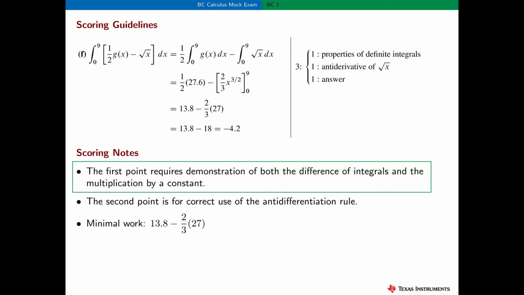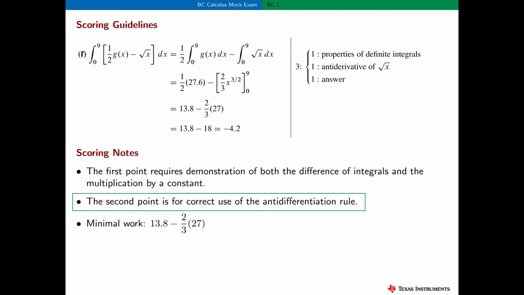To earn the first point, the student needs to convey the correct use of both properties of definite integrals. The second point is for use of the anti-differentiation rule. Well, the correct use of the rule, of course. And at the calculus reading, we often talk about the minimal work needed to earn all of the points in a problem. This is kind of like a line in the sand for the problem, and this would earn all 3 points. It's minimal communication, and we certainly encourage more, but we think it demonstrates use of the properties, the anti-differentiation rule, and it is the final answer, unsimplified.